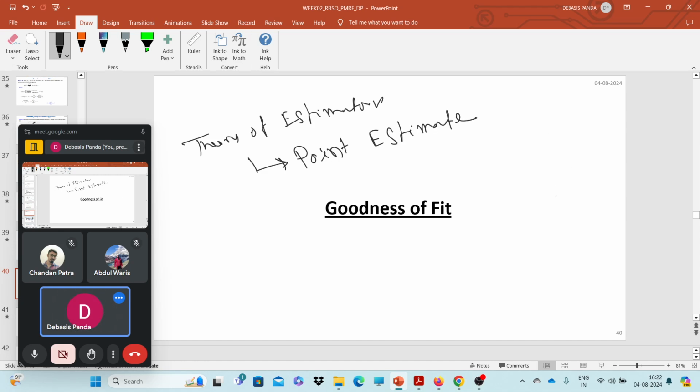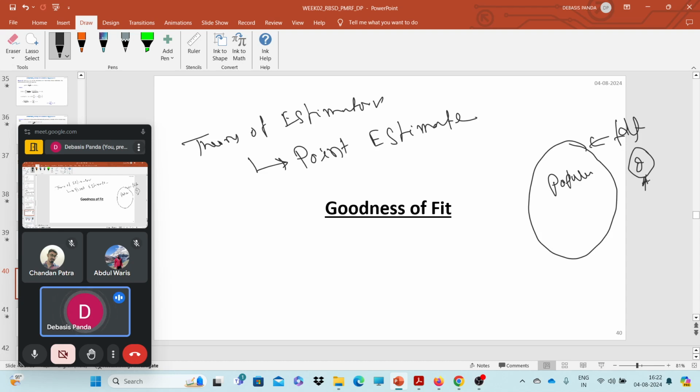Point estimate means, I just simplify these things. If we have a population which follows some distribution, with some random variables, and which has some unknown parameter theta. Now we need to find out the best estimate of theta based on some sample size. Say these are your samples, drawn from the population, say x1 to x8. So our goal was to find out the best estimate of theta.